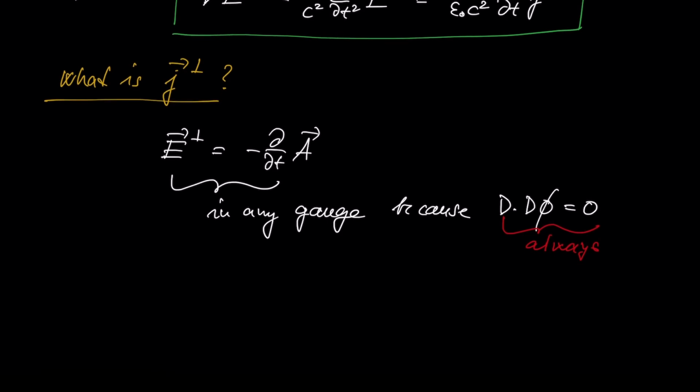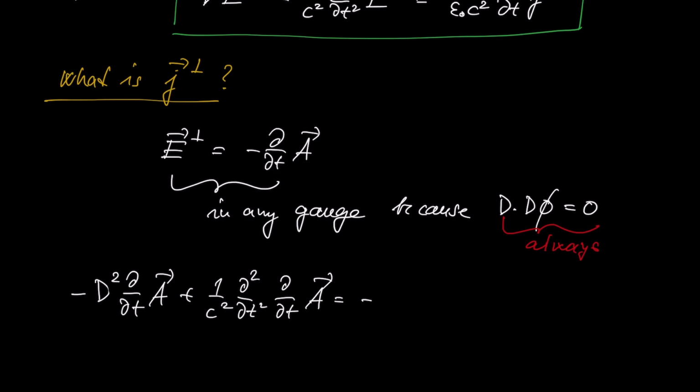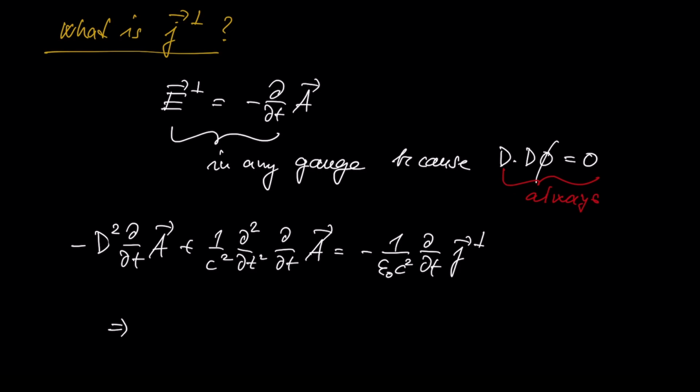Now we can write, replacing the E with the potential, the Laplacian of A plus 1 over c squared, the second time derivative, and then again the time derivative of A, is equal to minus 1 over epsilon 0 c squared, d dt of J transverse. We can easily get rid of one time derivative on all terms, and we get the Laplacian of A plus 1 over c squared second time derivative of A. So we are heading towards the wave equation in A.